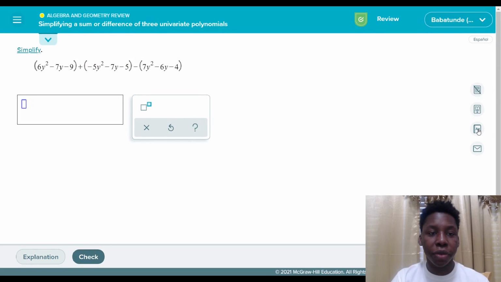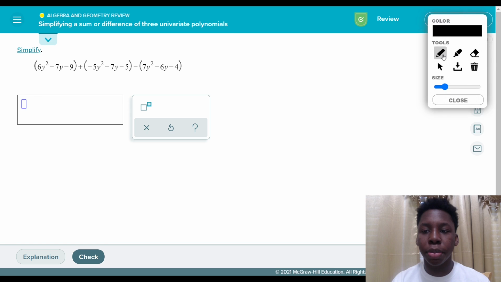My name is Babatunde and today we're going to be talking about simplifying the sum or differences of three univariate polynomials. What this means is we're going to be working with a bunch of polynomials, and we'll be asked to simplify them, like in this case.